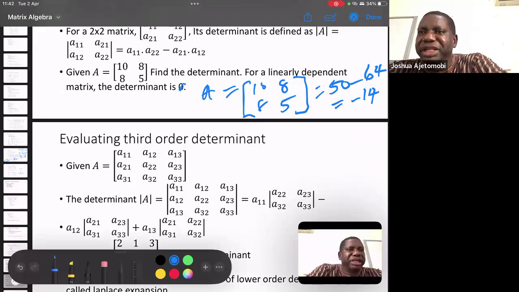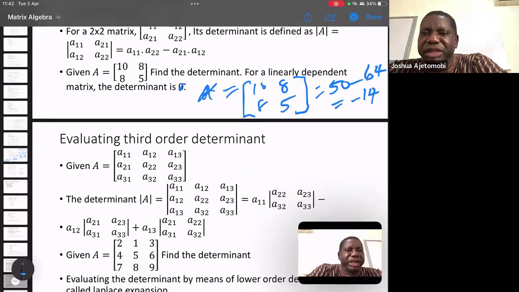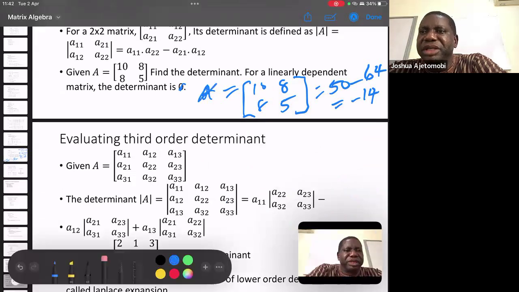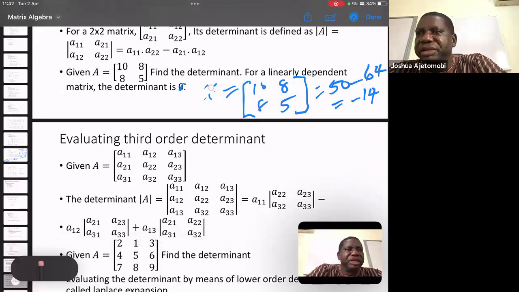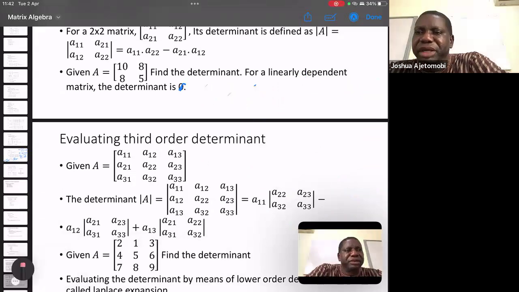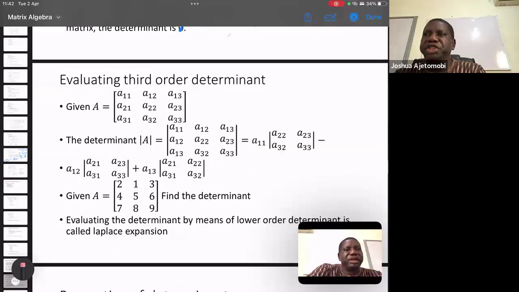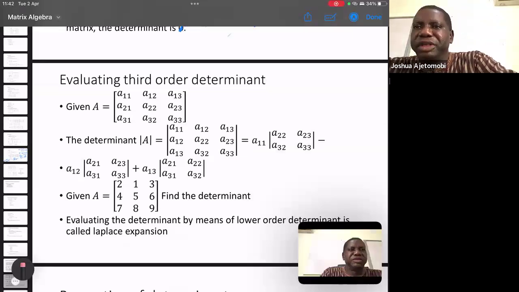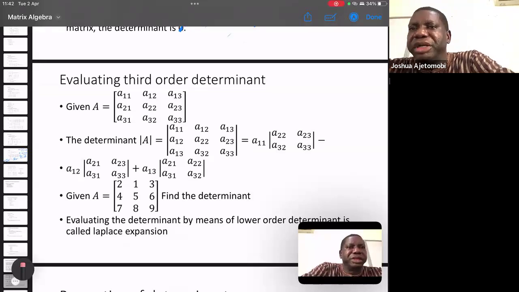But it's not all that straightforward when we are dealing with 3 by 3 or higher order matrices. So let's move to how to evaluate third order determinants. And I want us to pay attention, please. It's very, very important. So evaluating third order determinants. Given A as A11, A12, A13, A21, A22, A23, A31, A32, A33.